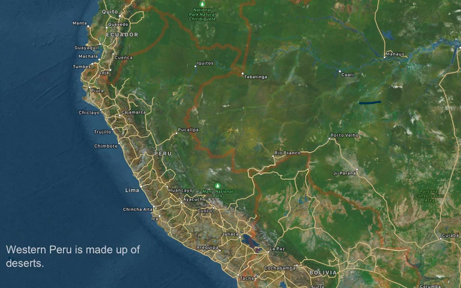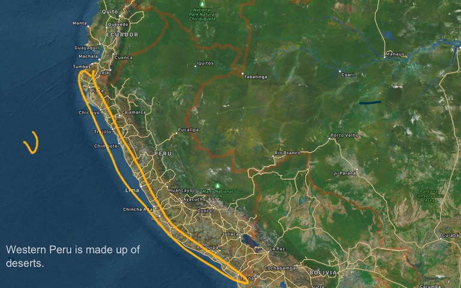Alright, so western Peru is made up of deserts primarily. So this area that I'm highlighting or drawing with my pencil, this area here, is primarily desert. It's very, very hot. Doesn't rain very often, but a lot of major cities are found within that area.